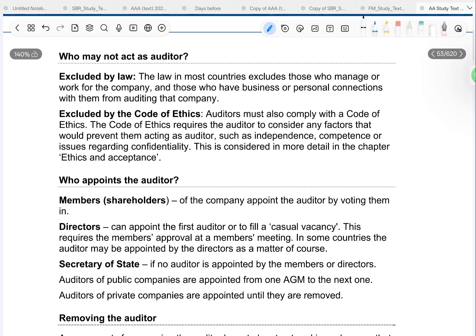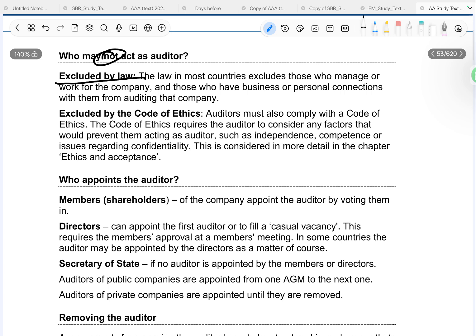So let's move on to another area. Who may not act as an auditor? Just like there are rules about who can act as an auditor, there are some clear rules about who cannot perform an audit. First, some people are excluded by law. In most countries, the law does not allow people who manage or work for the company to act as its auditor. Think about it for a second.